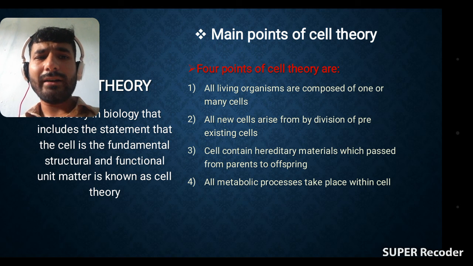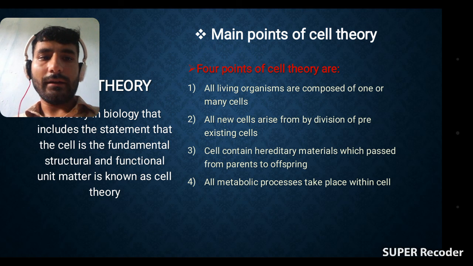The third point is that cells contain hereditary material which is passed from parents to offspring. The genetic material is present inside the cell and passes from parents to offspring. So heredity is transferred from parents to offspring through the cell or that genetic material.